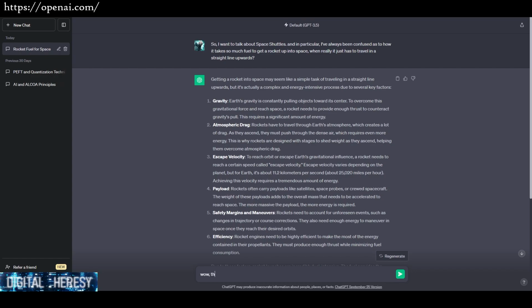So here's what we're going to do. We're going to say, wow, that's way more complicated than I first imagined. The gravity thing makes sense to me, but some of the other concepts I've never really heard about before. Could we maybe start with number 2, and could you explain it to me in simpler terms? Or let's go for broke. Can you explain it to me like I'm 12?